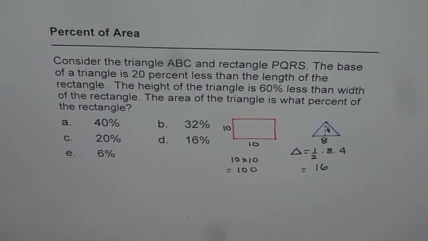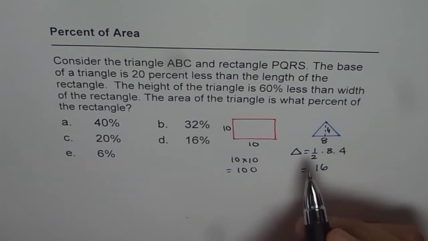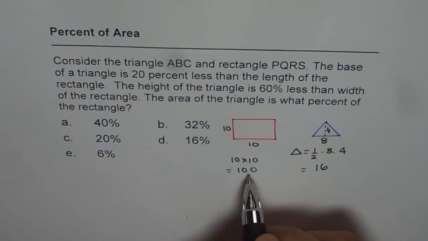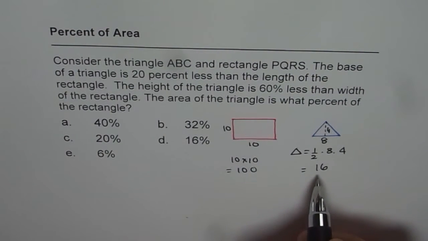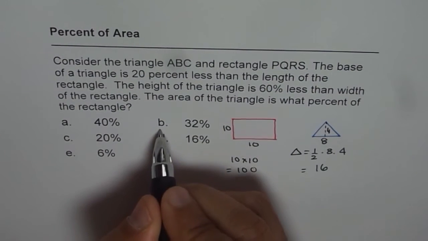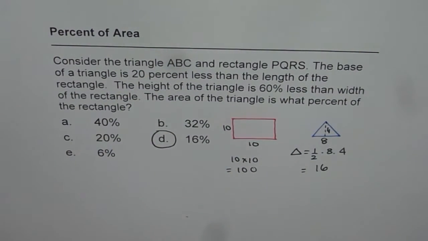Whenever we are doing such multiple choice questions, it is important to note that time at times is a constraint. So take values which help you to save time and get the right results quickly. So the ratio is 16 out of 100 or 16%. So we get our answer as D, 16%.